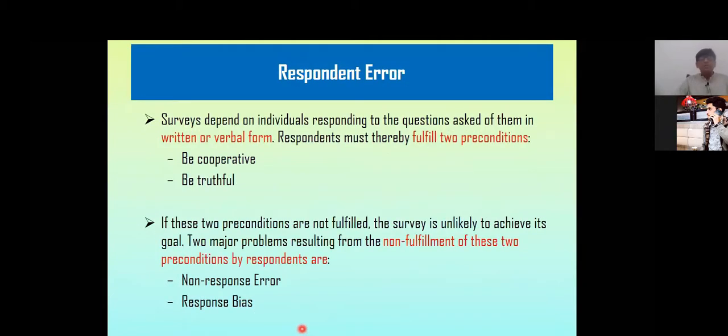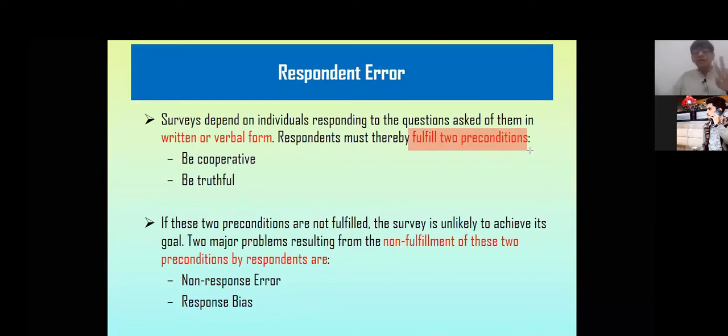And then response error. This is the respondent error. The respondent, I think you know, is the person who is going to give you the response. A survey depends on individuals responding to questions asked, written or verbal. We are going to collect the data from our respondent in written or verbal form. Written is again through the questionnaire, and verbal is with the help of an interview. The respondent must fulfill two preconditions.